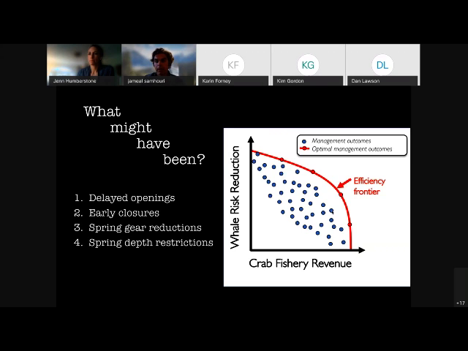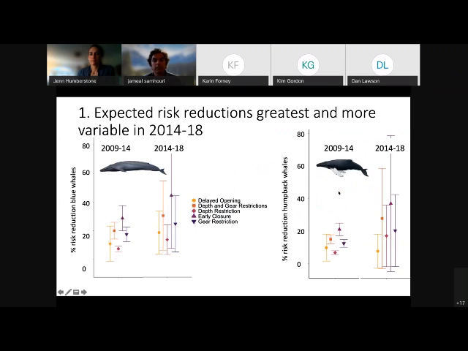And what I want to point out in this framework of a trade-off analysis, this red line represents an efficiency frontier, or the optimal outcomes for maintaining a given level of crab fishing revenue for a specified amount of whale risk reduction. So you don't want to be in here where whale risk goes down, but that's come at a great cost to the crab fishery. If you're going to try to reduce whale risk this much, you want to be all the way out here and use a management strategy that'll get you there. So let's dive in and look at some of the results.